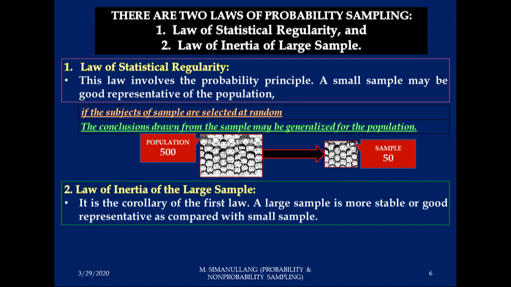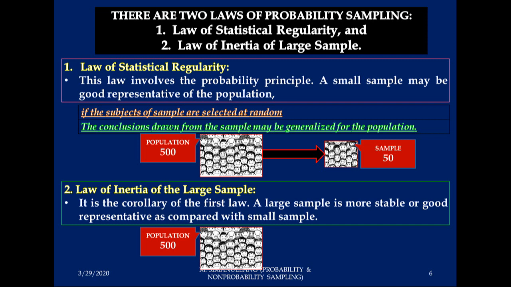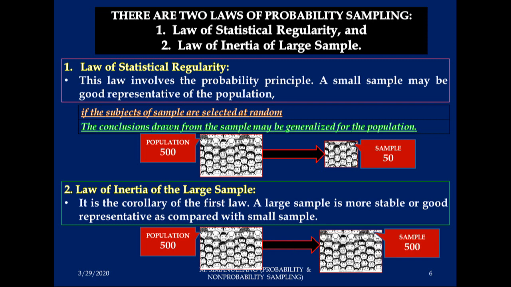And the second law is the law of inertia of the large sample. It is the corollary of the first law. A large sample is more stable or a better representative as compared with a small sample. So this is very logical. For example, the number of the population is 500 and all of them are taken to be the sample or the source of the data.